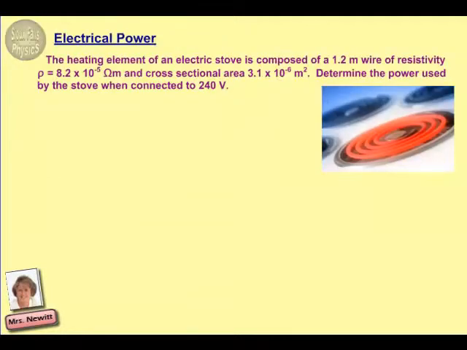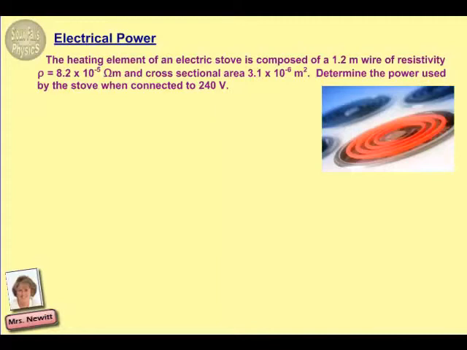In this situation, we have the heating element in an electric stove. Several pieces of information are given to us about this wire, and we are to determine the power used when the stove is connected to 240 volts.